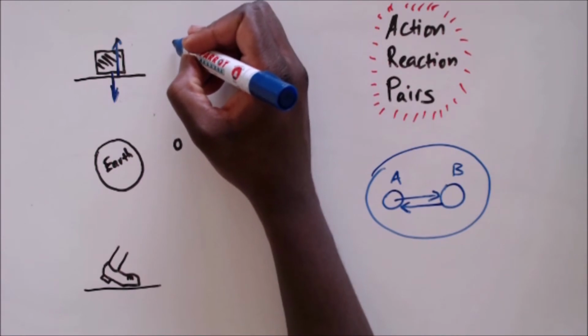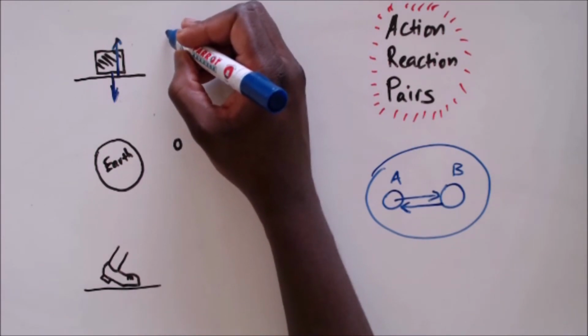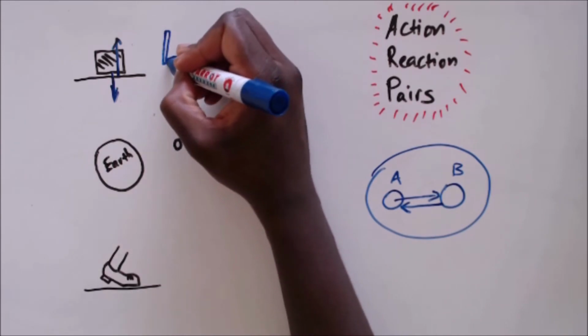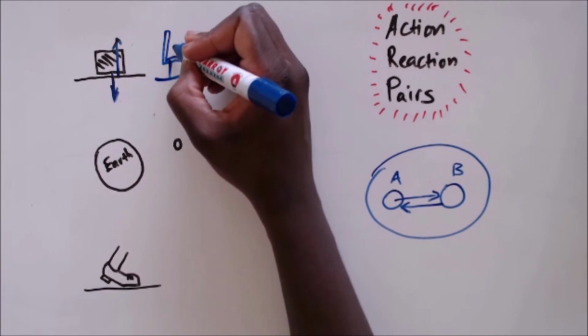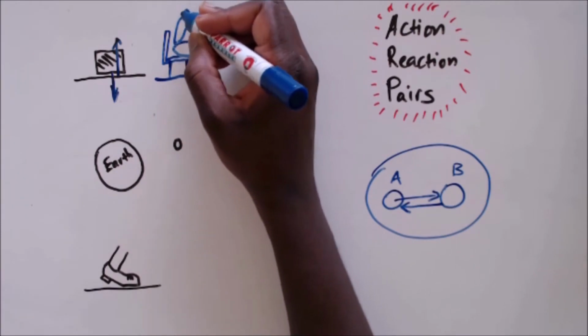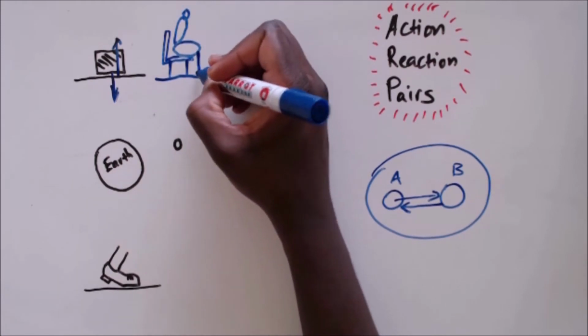So we can draw the typical situation when somebody is sitting on a chair. So that is a chair, the legs of the chair resting on the surface. Somebody sitting on a chair, and we'll draw them in simple typical physics stick men.